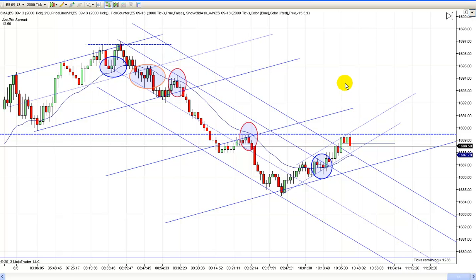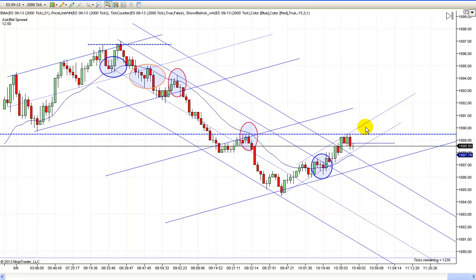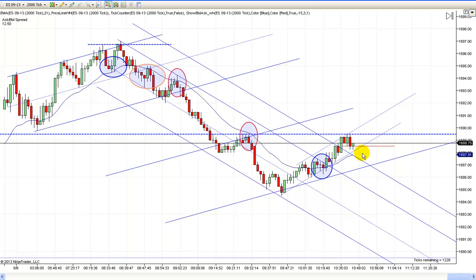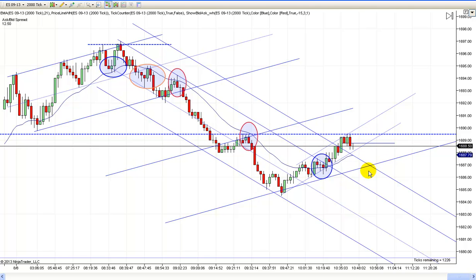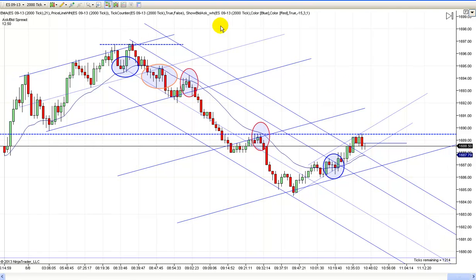Wait till you see a reversal pattern. Wait till you get a little break here and a retest. It may only retest the trend line, or it may retest and make a new high. But until you get a break of this and some kind of reversal pattern, keep thinking long. And that's what I do.